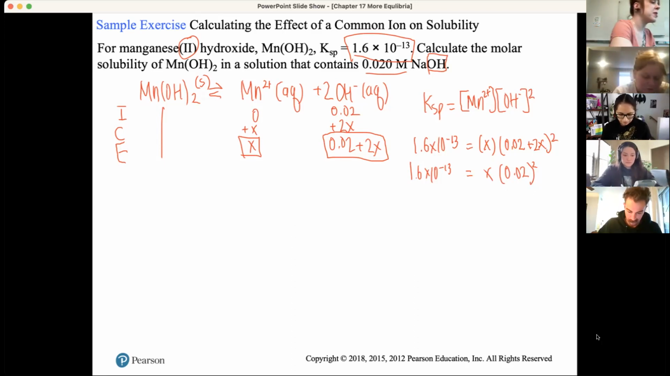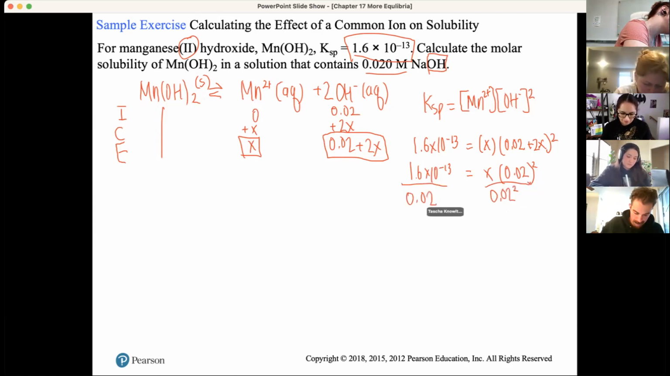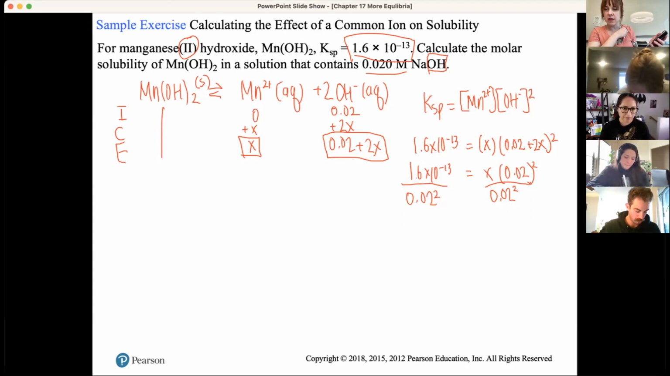I see you all solving, so I'm going to assume you know what to do. Divide by 0.02 squared. So we get 1.6 times 10 to the negative 13 divided by 0.02 squared. Did you guys get 4 times 10 to the negative 10? Sunny did.